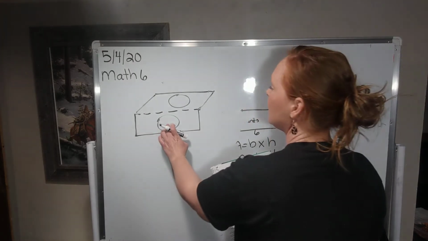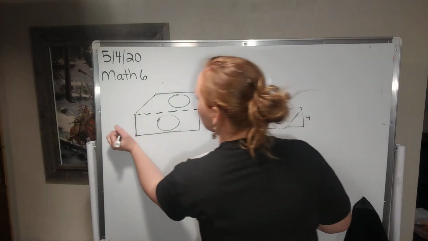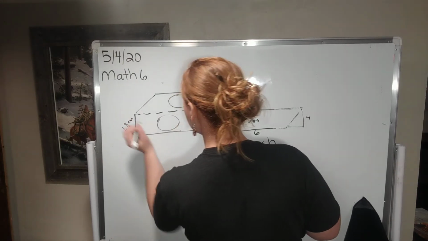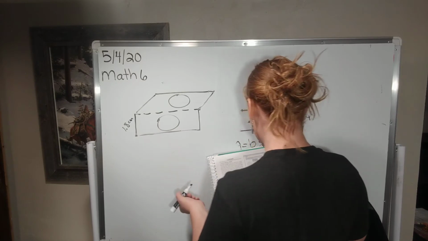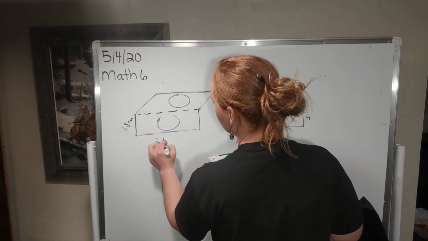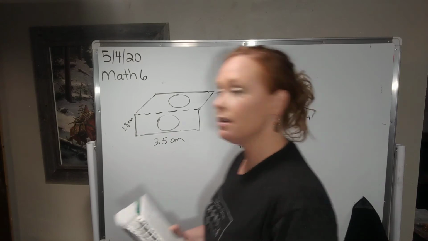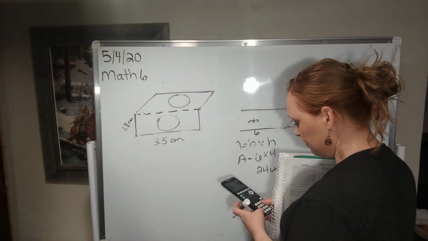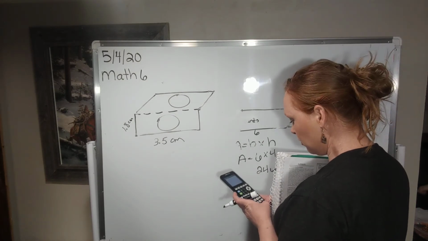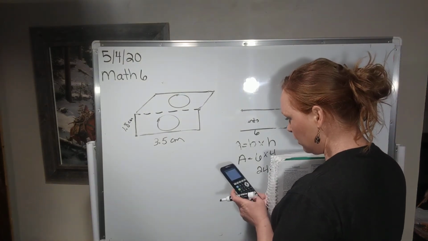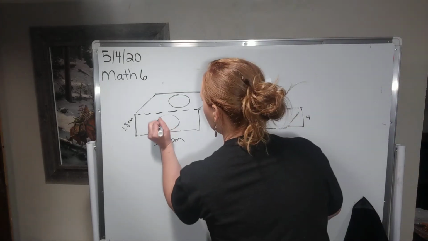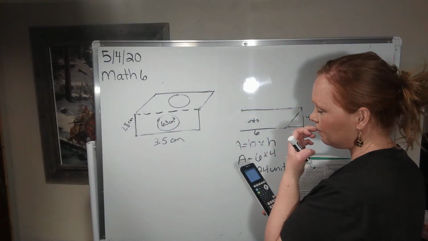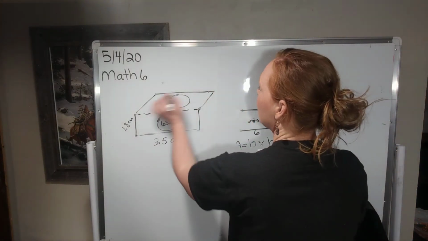First, let's find the area of this one. They tell us that the base of the rectangle is 3.5 centimeters and the other side is 1.8 centimeters. I'll allow you to use your calculator. We want to do the length times the width here to find the area of this rectangle. So 3.5 times 1.8, we get 6.3 centimeters squared.